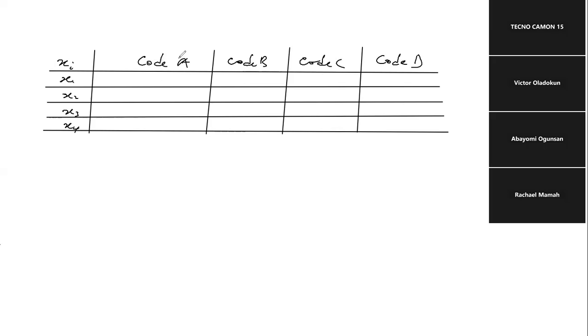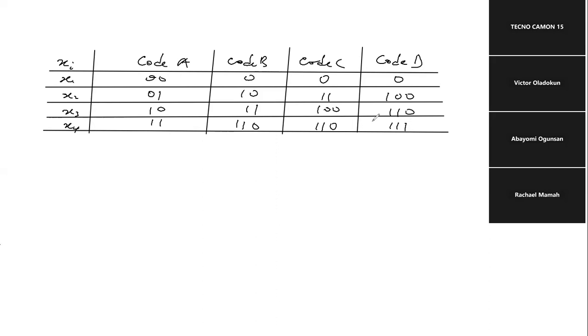So for our first code, we have 00, 01, 10, 11. Then for the second code, we have 0, 10, 11, 110. Then for code C, we have 0, 11 for symbol S2, 100 for symbol S3, and 110 for symbol S4. Then for code D, we have 0, then 100, 110, and 111 for S4.